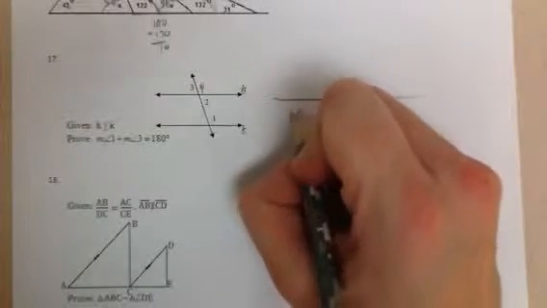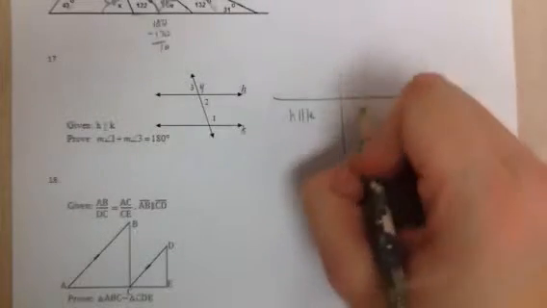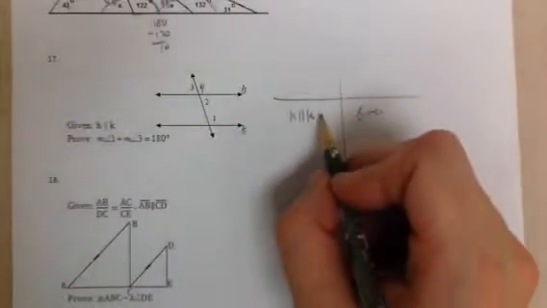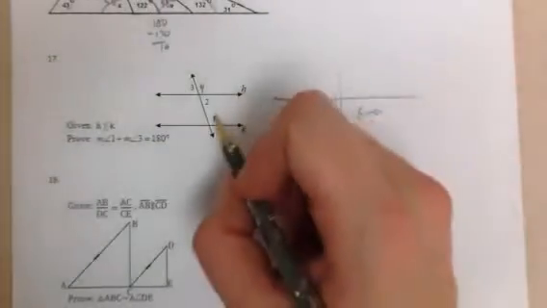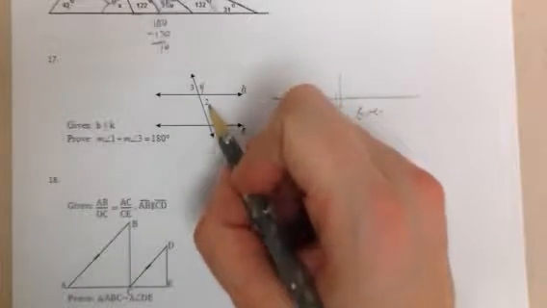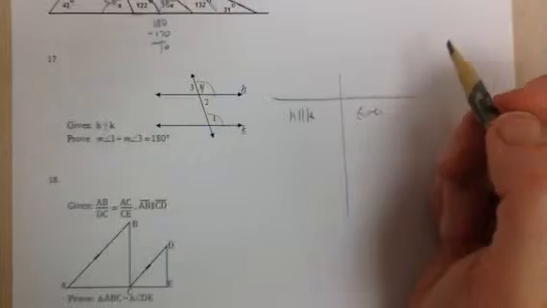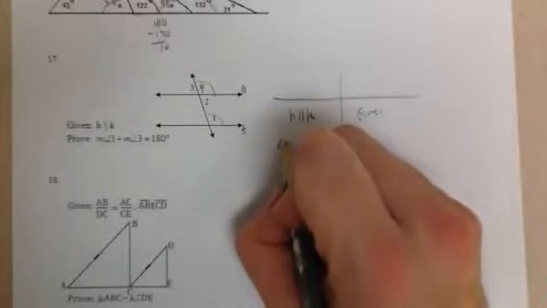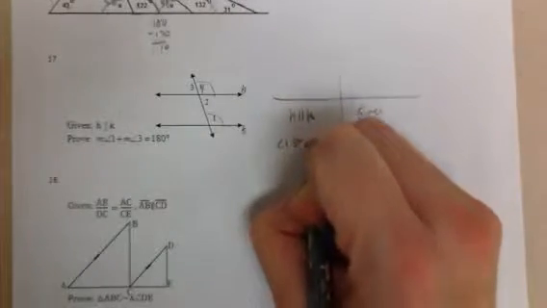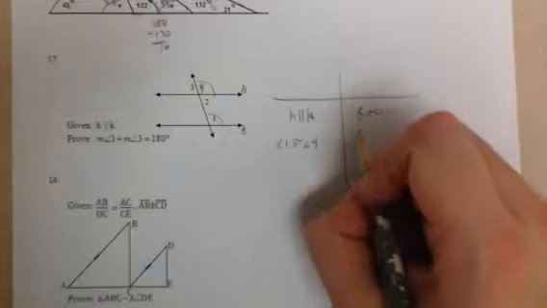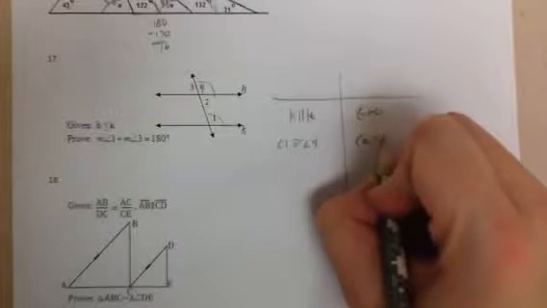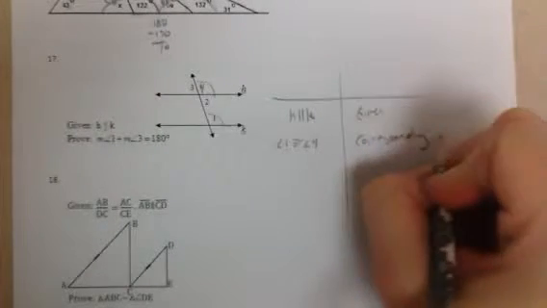So you want to prove it. So we got some proofs. You always start with what's given. H is parallel to K. That's given. Okay, if H is parallel to K, then I actually know that angle 1 and angle 4 are congruent, right? Angle 1 is congruent to angle 4 because they're corresponding angles.